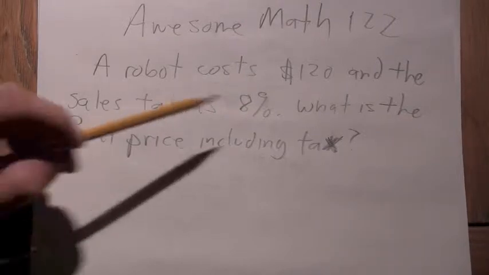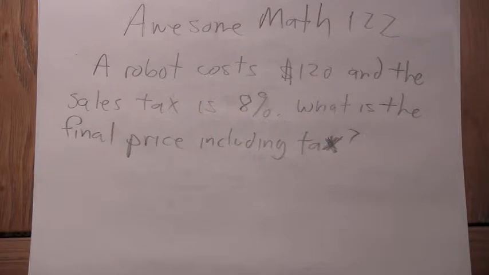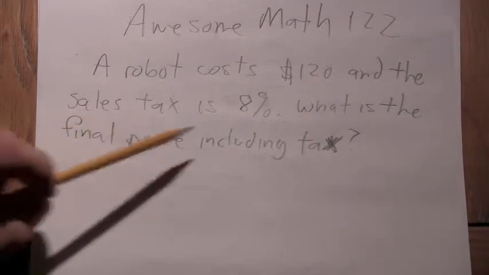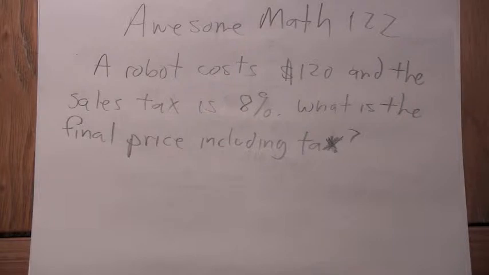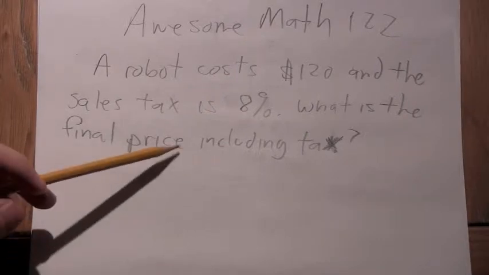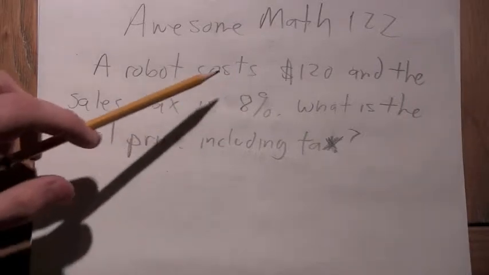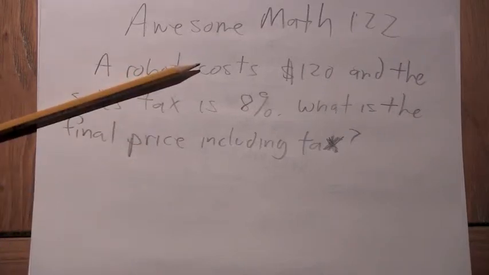It said a robot costs $120. So you're going to buy a robot, but the sales tax is 8% of the price. So what's the final price you're actually going to end up paying, including the tax? How do we figure that out? Let's talk about it before we start writing. You'd have to do 120 plus 8% of 120. How are we going to figure out what 8% of 120 is? Well, we're going to have to do our percent equation.